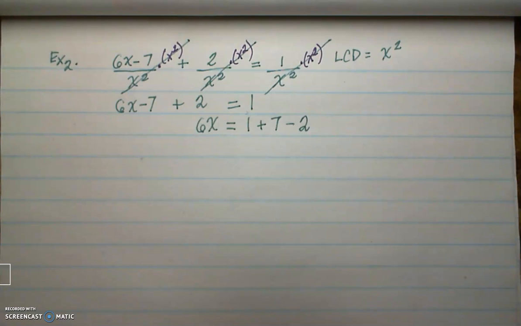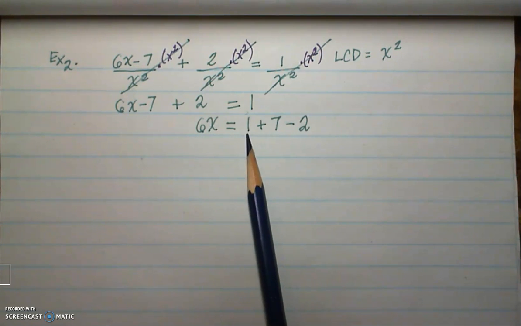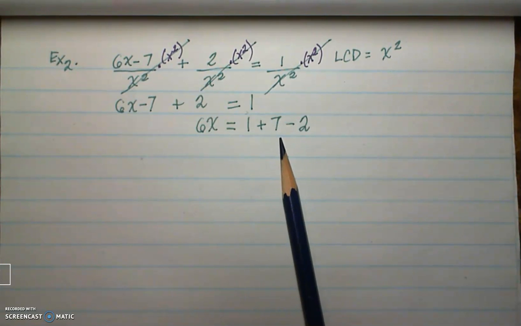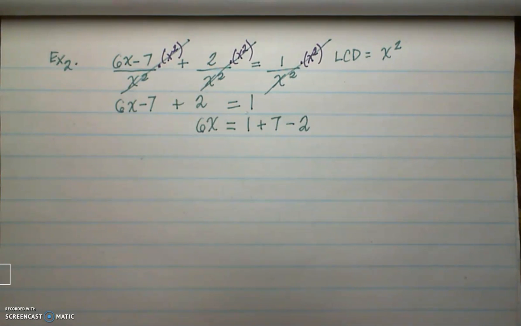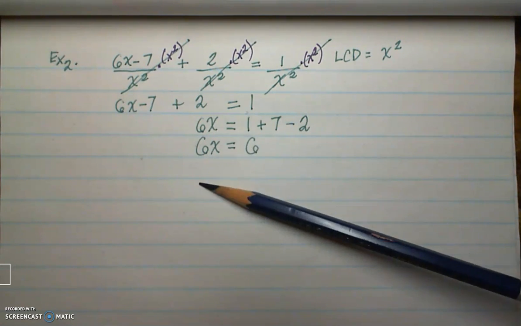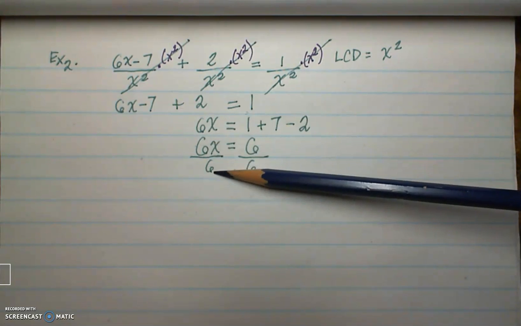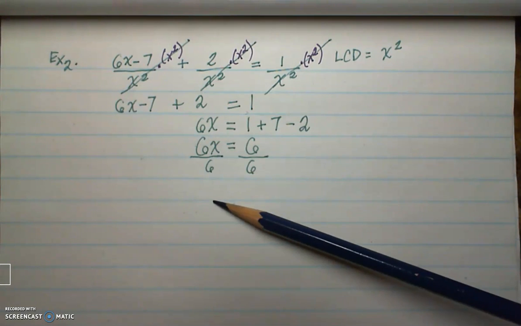All right, and then now we're going to go ahead and simplify this. So on this side it will just be 6x equals 1 plus 7 is 8, minus 2 is 6. To isolate the x, we're going to divide this by 6. Whatever you do on this side must also be done on this side. And then now this will cancel out, and this will just be x equals 1.